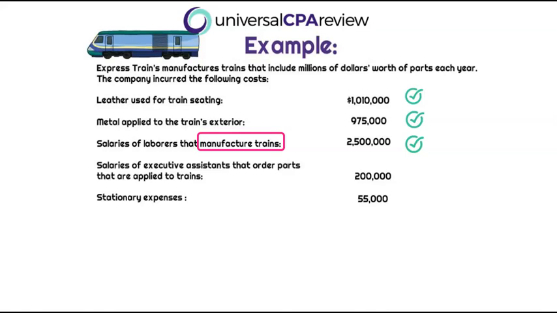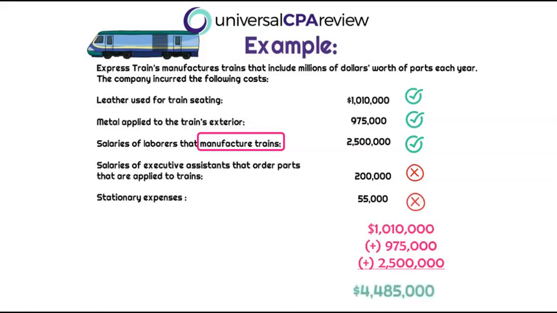this is going to be a directly traceable cost. But on the other hand, salaries of executive assistants that order parts that are applied to the trains, they might not just be working on the trains. They have other job functions as well. It's ultimately a salary that's not directly traceable. The same goes for stationary expenses. Stationary can be applied for much more than just the manufacture of the trains. So the product that will have directly traceable costs will equate to $4.485 million.